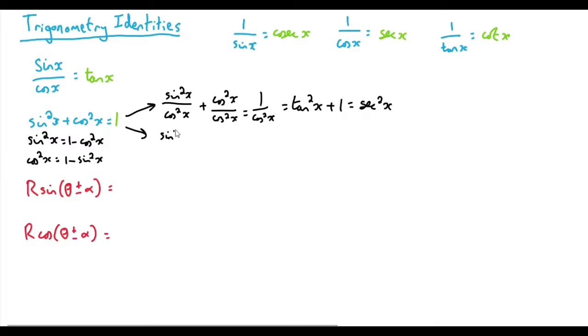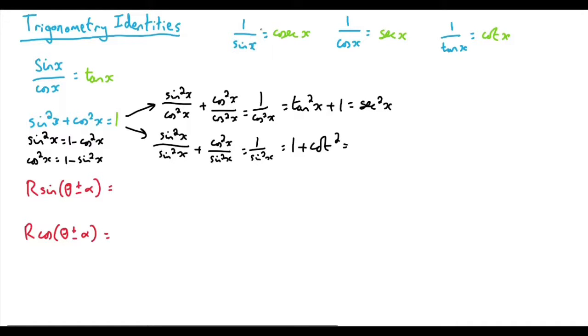So if we instead divide everything by sine squared, so sine squared x divided by sine squared x plus cos squared x over sine squared x equals 1 over sine squared x. As before, sine squared over sine squared, anything divided by itself is 1. If sine over cos is tan, then cos over sine is 1 over tan, which we can call cot. So cos squared over sine squared, 1 over tan squared, equals cot squared.